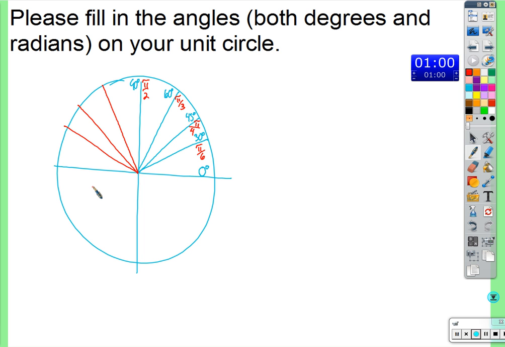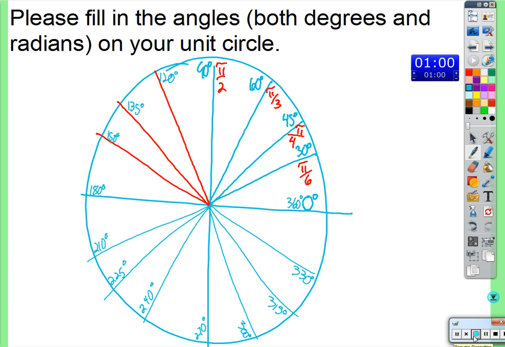You work on that for a minute, I'll come around. It looks like most of you have the degrees down and are working on the radians. So, let's talk about it. Let's think about this.